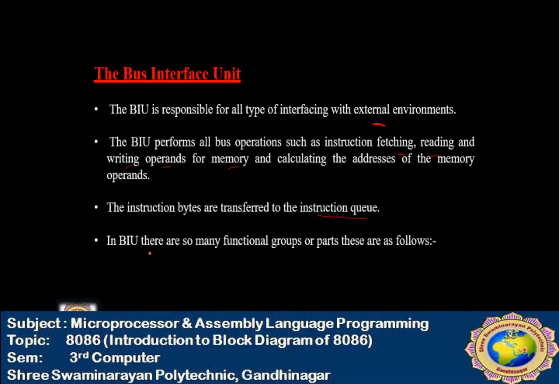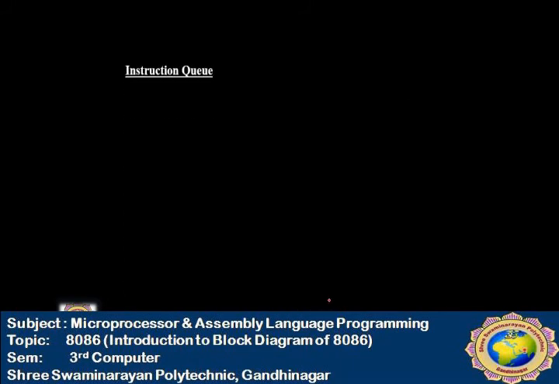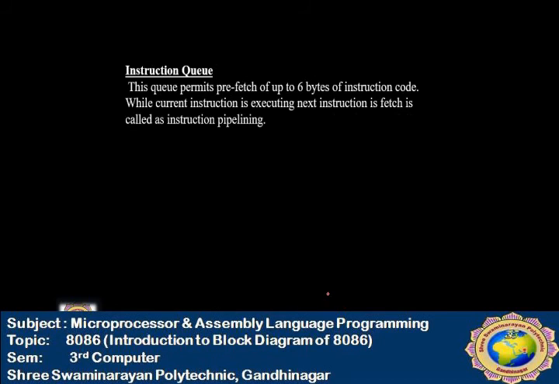Then the BIU, the bus interface unit, has several functional groups in different parts. One is the instruction queue, then the segment registers, then the instruction pointer. We will discuss them one by one: instruction queue, segment registers and instruction pointer. First one is the instruction queue. What is the instruction queue?